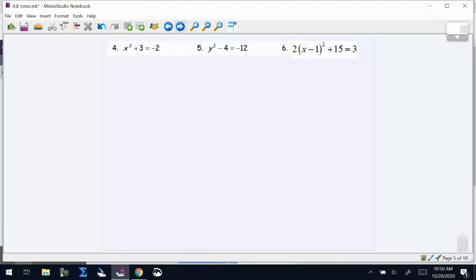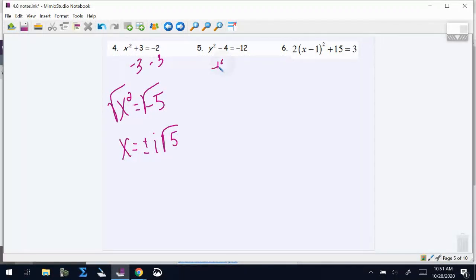3 more problems, and then we're done with this first part of 4.8. So again, start by isolating. So subtract 3. We get x squared equals negative 5. Take the square root of both sides to get rid of the squared. We get plus or minus i because of the negative, and 5 cannot be broken down at all. 5 is not a perfect square. It has no perfect square factors. So we're going to leave our answer like that.